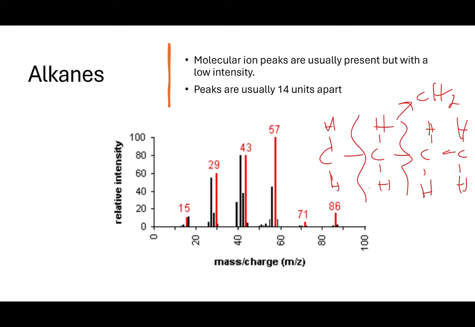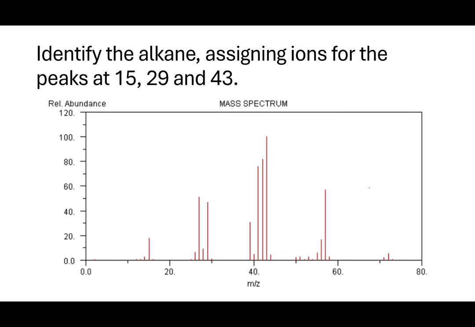So we're breaking it down, losing 14 as we move down. So that's that. Now, identifying the alkane. It says to identify the alkane, assigning ions to peaks 15, 29, and 43. This is asking you to identify the alkane. It's actually a question, so you could take a screenshot of it if you would like to, and have a go at identifying which alkane this is. Hopefully persons who want to do it took the screenshot. I want to hear your answers to that.